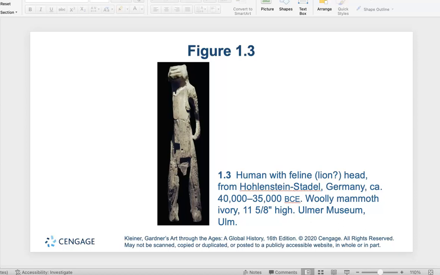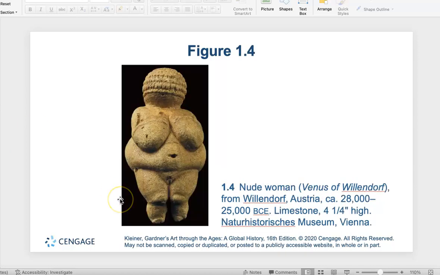Let's keep it moving. Now we get to see the pictures of the naked ladies. Okay, and that immediately makes me think of The Shining. Hello. We've got this one. It's called Nude Woman, also known as the Venus of Willendorf, from Willendorf, Austria, 28,000 to 25,000 BCE.